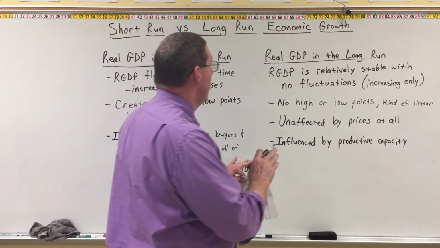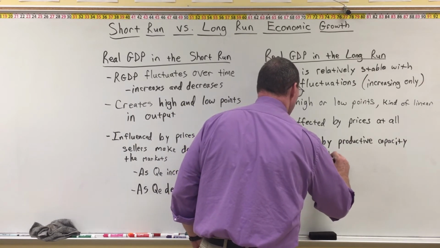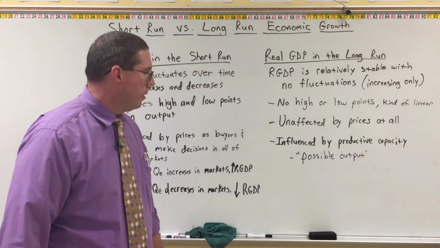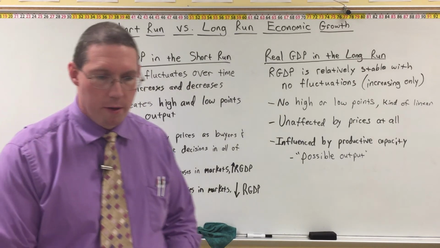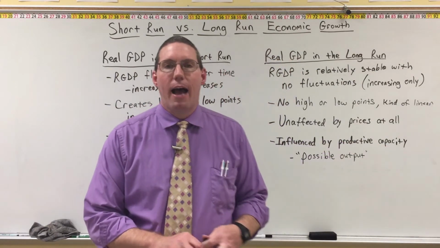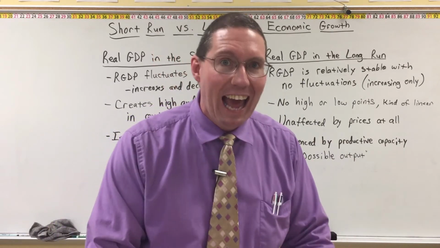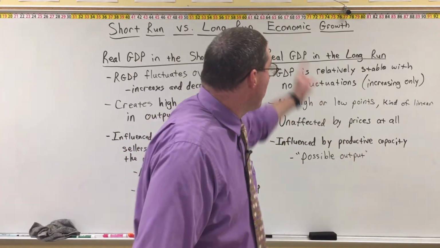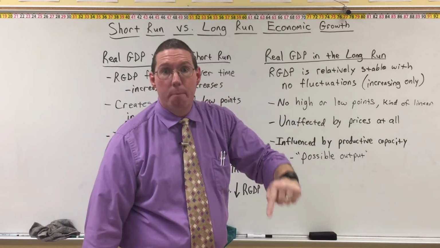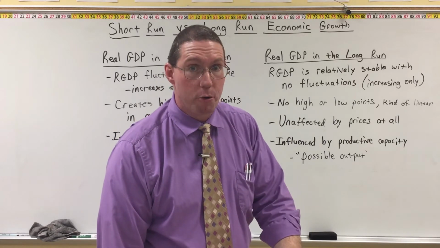All we care about with real GDP in the long run is possible output. I want you to think back to probably lesson 6 or day 6 or whatever it was, way back in Unit 1. We talked about productive capacity. We talked about the idea that there is an ideal maximum amount of stuff that can be produced in the economy. That's what real GDP in the long run is. It is the maximum amount that can be produced. Do we always produce the maximum that we can produce? No!